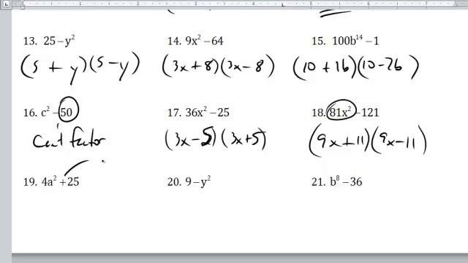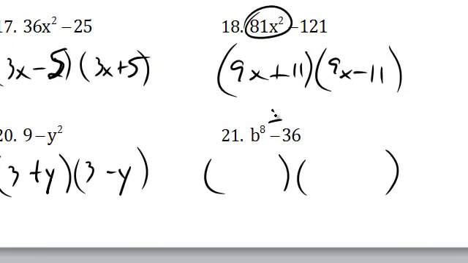Okay? This one you can't do because it's got a plus sign. This one, again, the square root of 9 is 3, and y squared is going to be plus y and minus y. Okay? Last problem. Difference of two squares, it is because b to the 8th is a perfect square. You basically just take half of that. So you get b to the 4th, b to the 4th, and then the square root of 36 is 6 and 6. So plus 6 and minus 6. And then you're done with the problem.